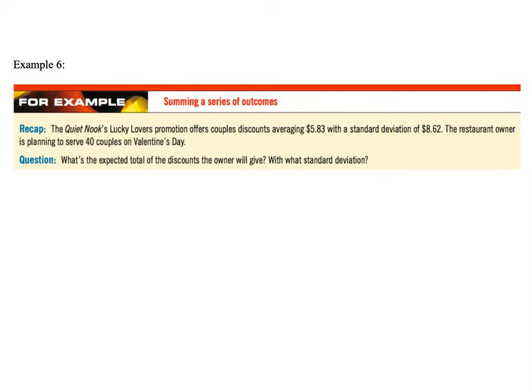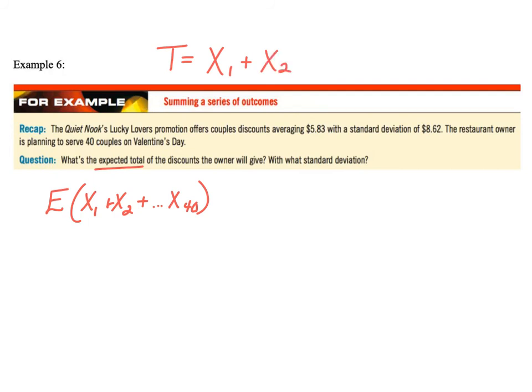So what's the expected total? Okay, so expected total of adding X1, X2, and I'm not going to sit here and write it out 40 times. I'm going to say up to X40. Now, I will tell you that occasionally you'll see something like this: defining another variable where you'll say T is equal to X1 plus X2 plus X3 plus an ellipsis up to X40, and then you can just use E of T. So it's kind of personal preference, whatever you like. So I'll just work this out with a T now to help you understand.